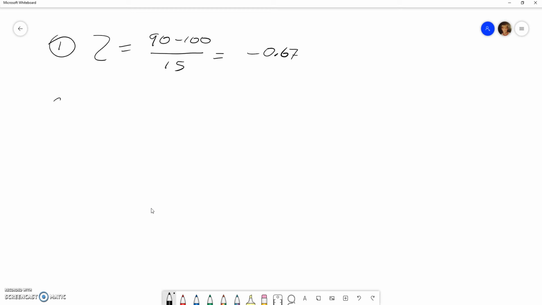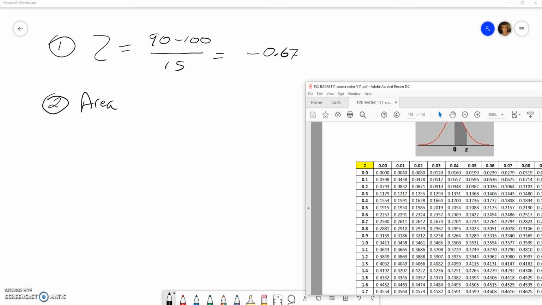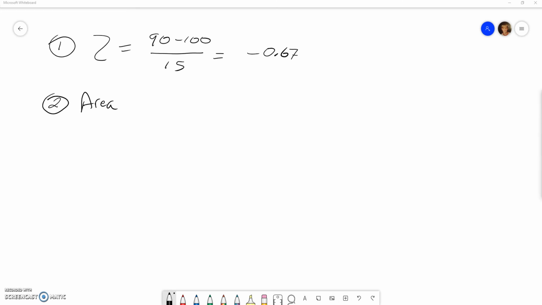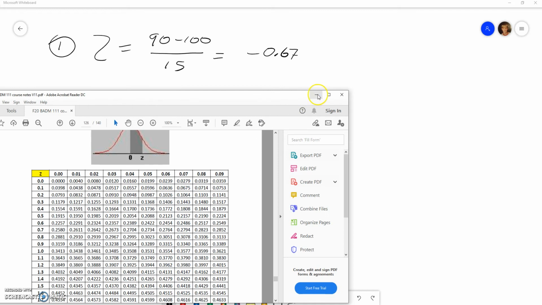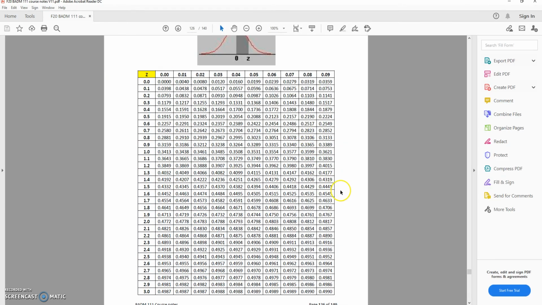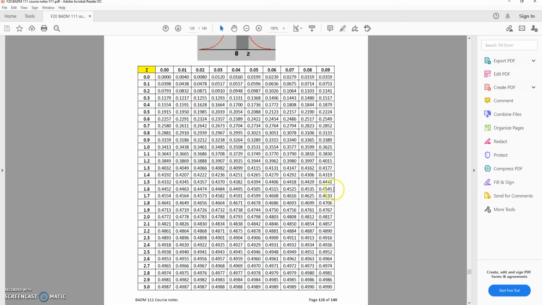Second step is to find an area that is associated with that Z value of 0.67. So what we need from there is the normal distribution table reference, included in your course package. This is on page 126. So it's negative 0.67. When you're finding an area, always view a Z value as positive.